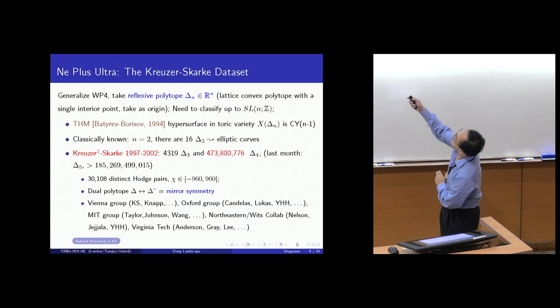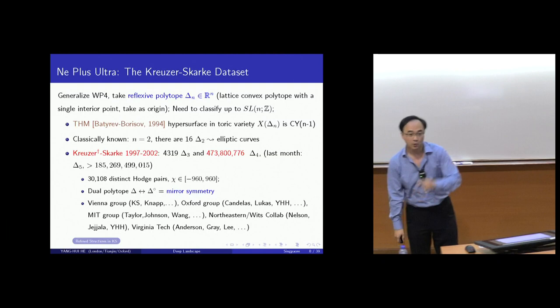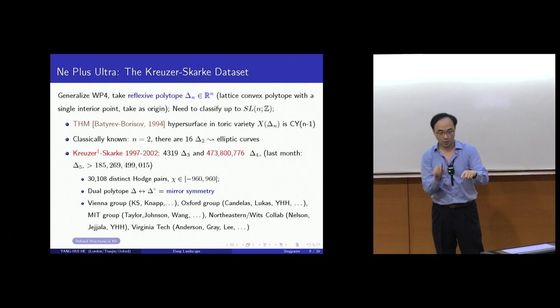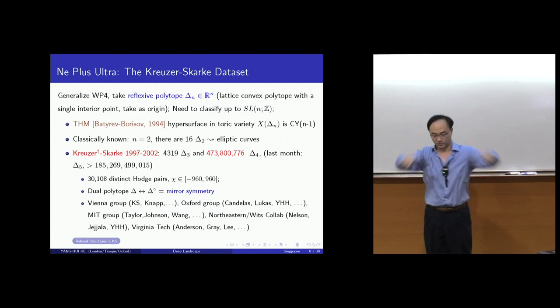So just briefly, to remind you, what is a reflexive polytope? This is just a lattice convex polytope with a single interior point. There are many equivalent definitions of this, but this is a very nice one. So in dimension two, how many polygons can you draw with a single interior point? I can draw a square with a dot, of course, defined up to SL2Z, right? Everything here is SLNZ because it's a toric variety. So you can do big triangles and a single interior point.